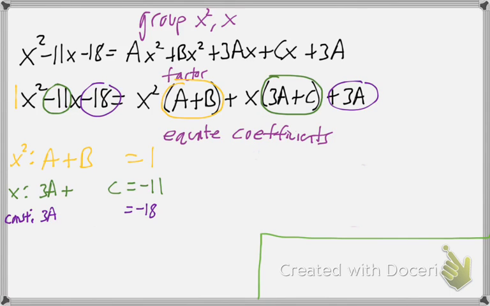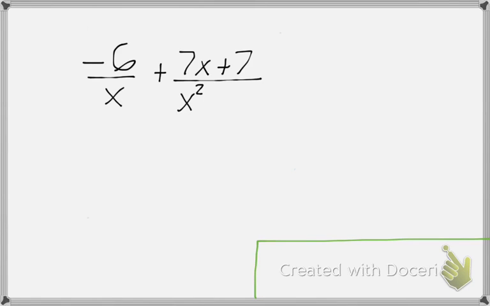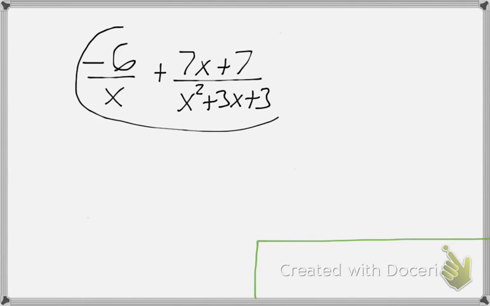So if you type this into a matrix, and then if you do the RREF, you get negative 6, 7, and 7, which means my final answer is going to be negative 6 over x plus 7x plus 7 over that quadratic. And that would be your final answer.